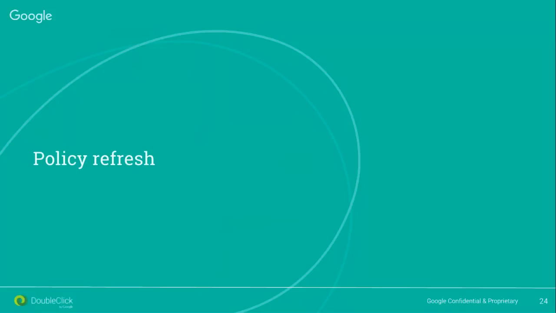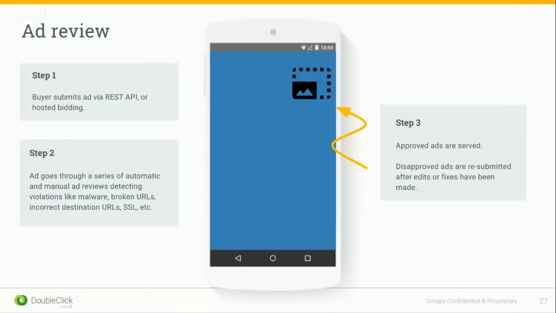So policy refresh. So just to go over the ad review process, we have this in place to create a high quality, safe premium network of publisher content and also create a better user experience and protect the user. So the ad review process has an automatic review of the listed items on the left-hand side.